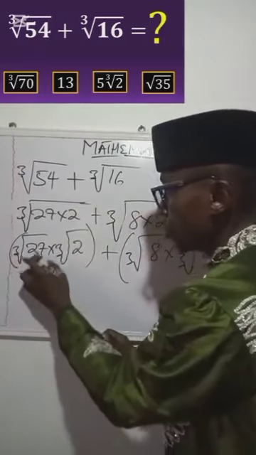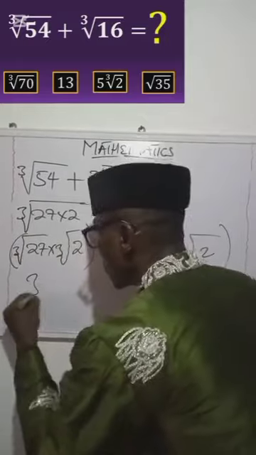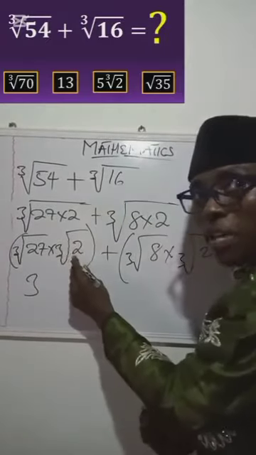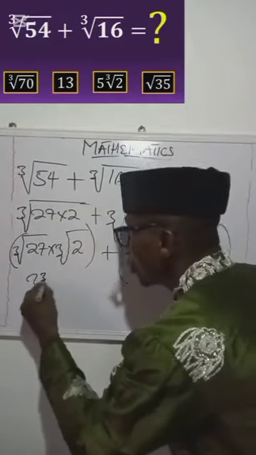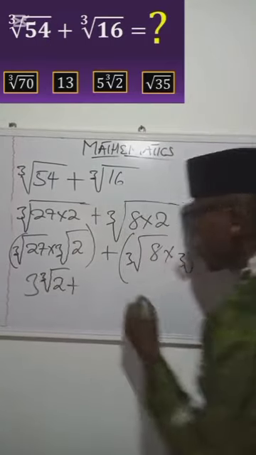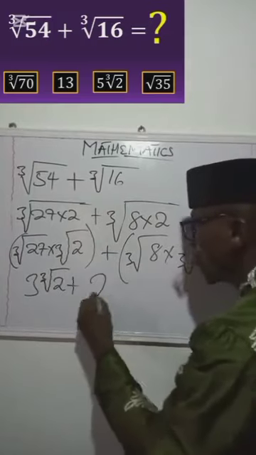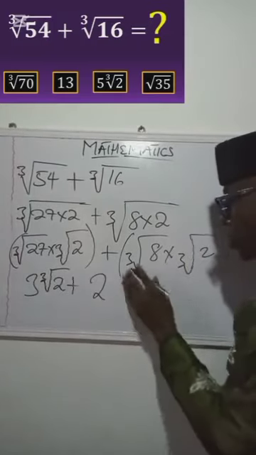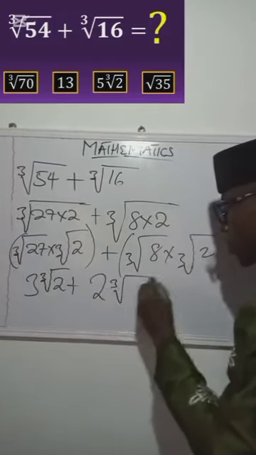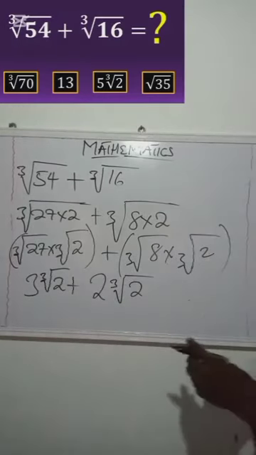So what's the cube root of 27? It is 3. So I have 3. But this does not have a perfect cube, so this will now be cube root of 2. Plus, this has a perfect cube, and what's that? 2. Then this does not have a perfect cube, so you have cube root of 2. So what are we going to do?